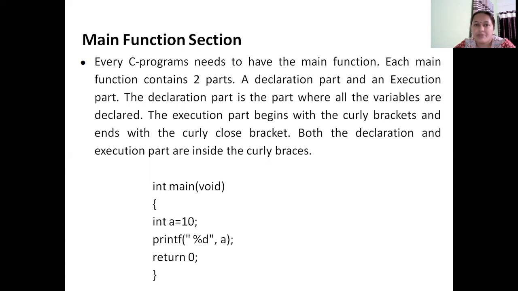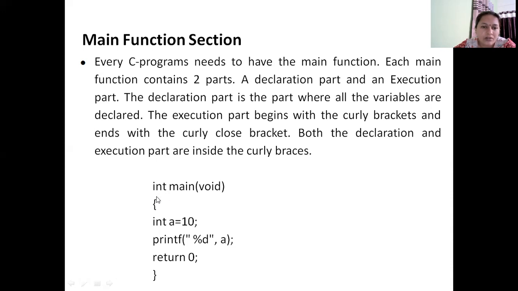Next, we have the main function section. Every C program will have a main function mandatorily. The main function is the part where execution of a C program begins. The main function always uses the keyword main, which is the name of the function, and it doesn't generally take any input values. Hence we have written void. Void indicates the empty data type, and here it returns an integer value. Hence we have written int main(void).